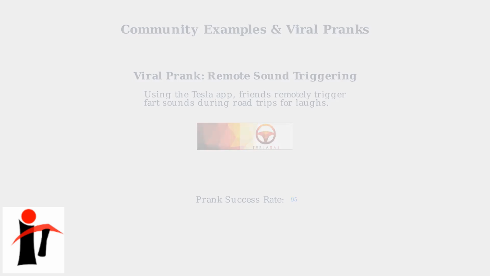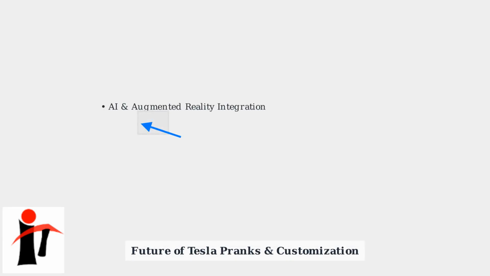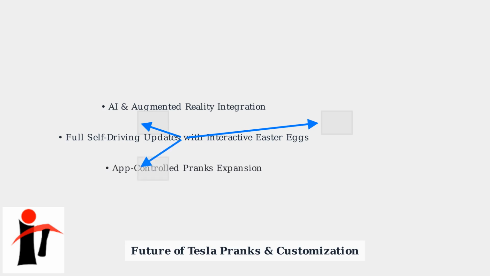Looking ahead, Tesla pranks are set to evolve with cutting-edge technology. Expect deeper integration with artificial intelligence and augmented reality, creating more immersive and interactive experiences in Tesla vehicles. Future full self-driving updates, like the upcoming V12, may introduce more interactive Easter eggs. These could include AI-generated sound effects or augmented reality overlays that respond to driving conditions, making pranks more dynamic and context-aware. App-controlled pranks will expand further, allowing remote activation of sounds or visual gags through the Tesla mobile app.